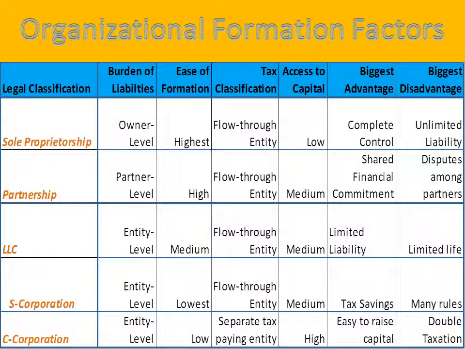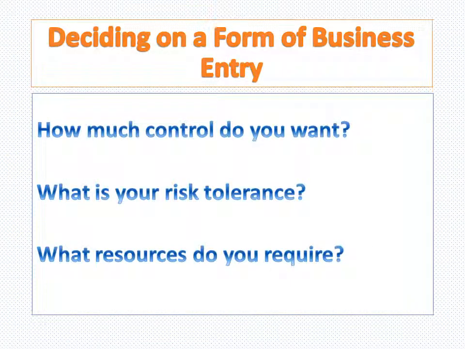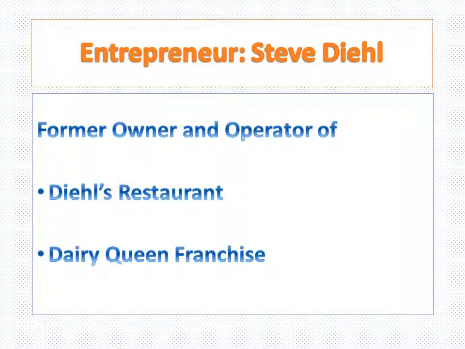I didn't include this throughout the entire presentation, but this can be a helpful aid when deciding between different forms of organization. And when going through this chart, you should really consider three questions. How much control do you want over the business? What is your risk tolerance? In other words, how much liability are you willing to take on? And what resources do you require? As in, how much capital do you need to generate to form this business?